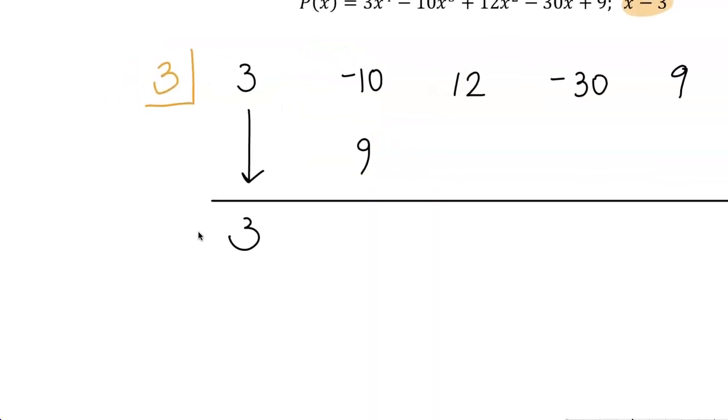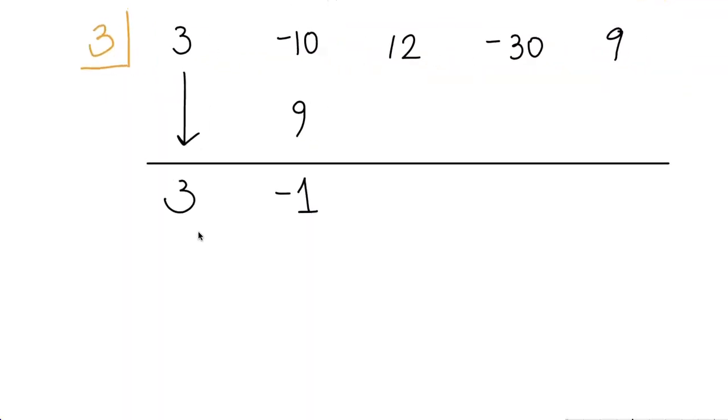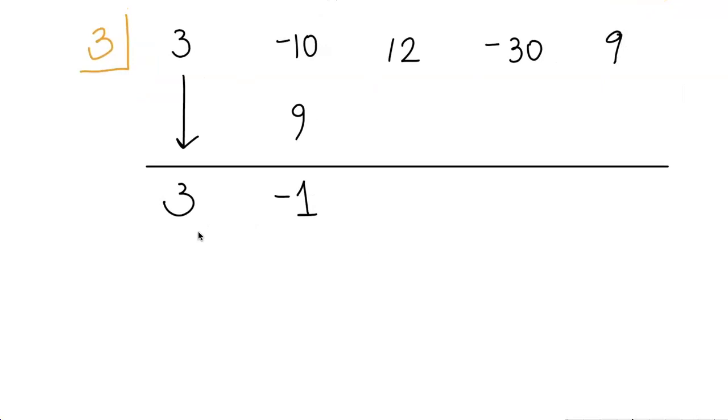Once you get the number underneath this line, you will go back to multiplying. So synthetic division, guys, is always going to be bring it down, multiply and add, multiply and add, and multiply and add. So now I have to do 3 times negative 1, which is negative 3. Now add this time. 12 plus negative 3 is positive 9.